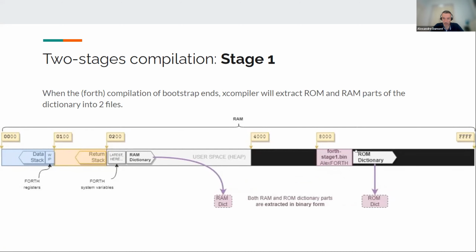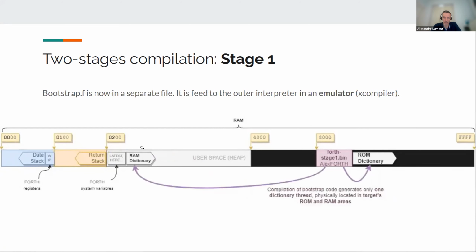So at this point, what we have here is the direct threaded dictionary already compiled in binary form, so I can extract it in a file, and the same for the RAM. Yes, let me explain why. Almost everything is written in the ROM dictionary area, but not everything, because when I'm adding variables to the dictionary, they need to be kept in RAM. So that's why it's separated in 2 parts.